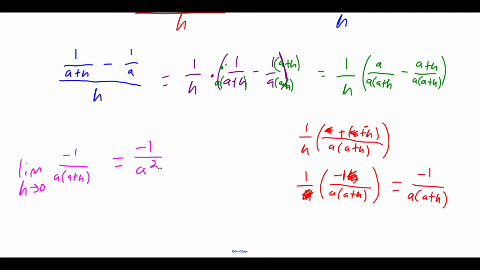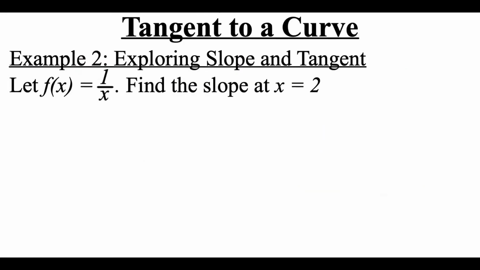Now in the second example, we're looking at that exact same function, 1 over x, but we want to find the slope at x equals 2. And we just did 95% of the work in the previous example. We just figured out that the slope at any general point was going to be negative 1 over a squared. And that a value is just some specific x value that we're dealing with.